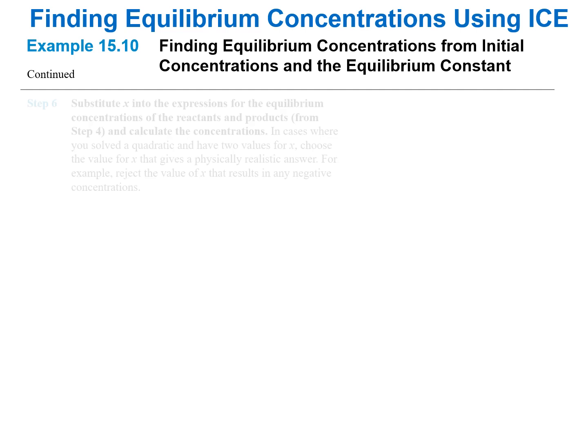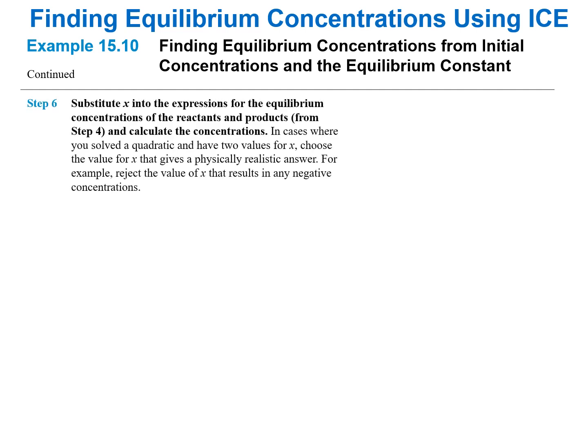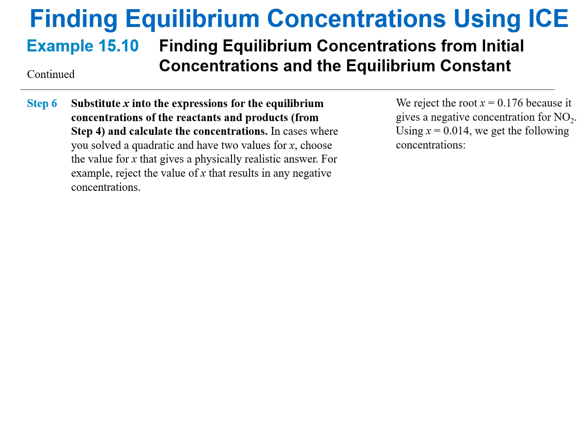Okay, now with our two values of x, we're going to substitute x into the expression for the equilibrium concentrations, those values that we calculated with our ICE table, and see what we get. Now when we do that, we're going to reject one of the values of x. We're going to reject the value of x equal to 0.176, because when we plug it in, it's going to give us a negative concentration for nitrogen dioxide. So we're not going to use this value. It's erroneous. It doesn't mean anything to us.